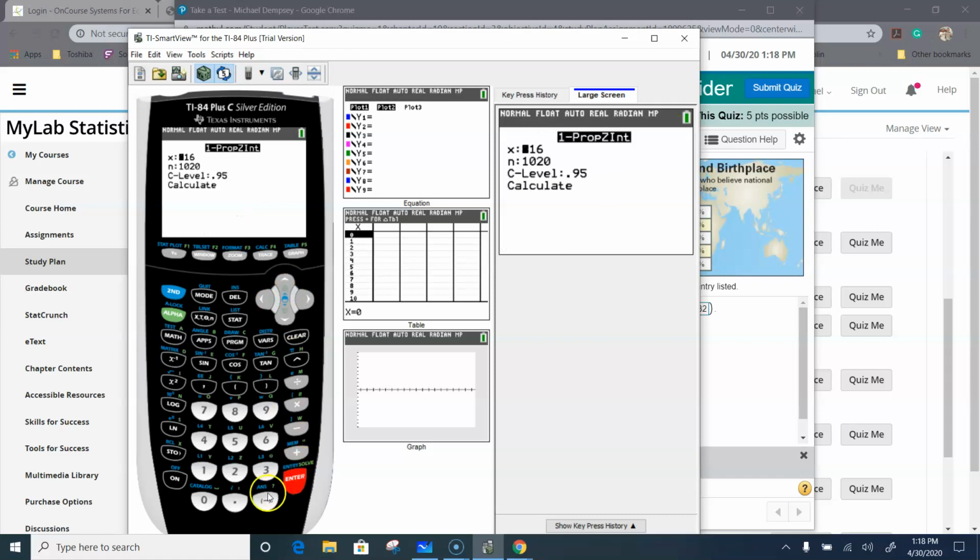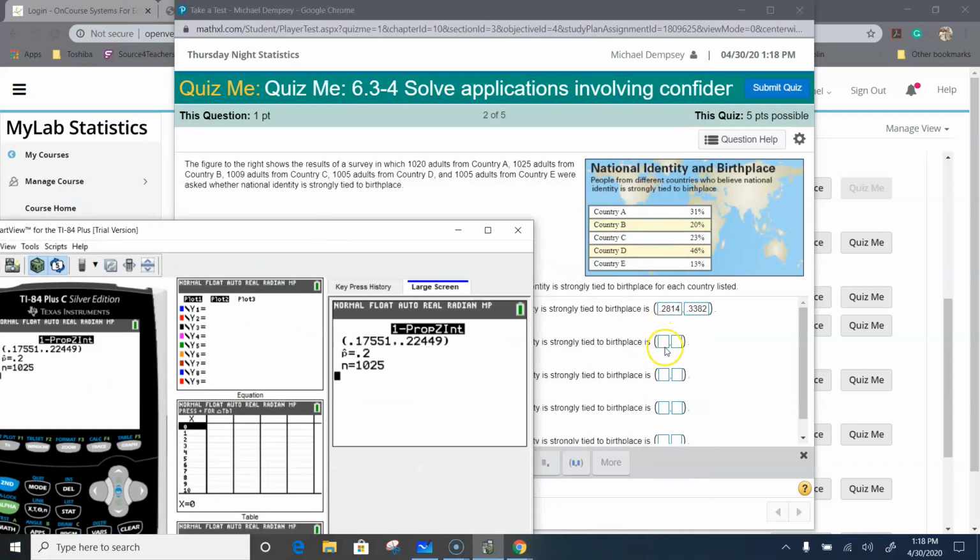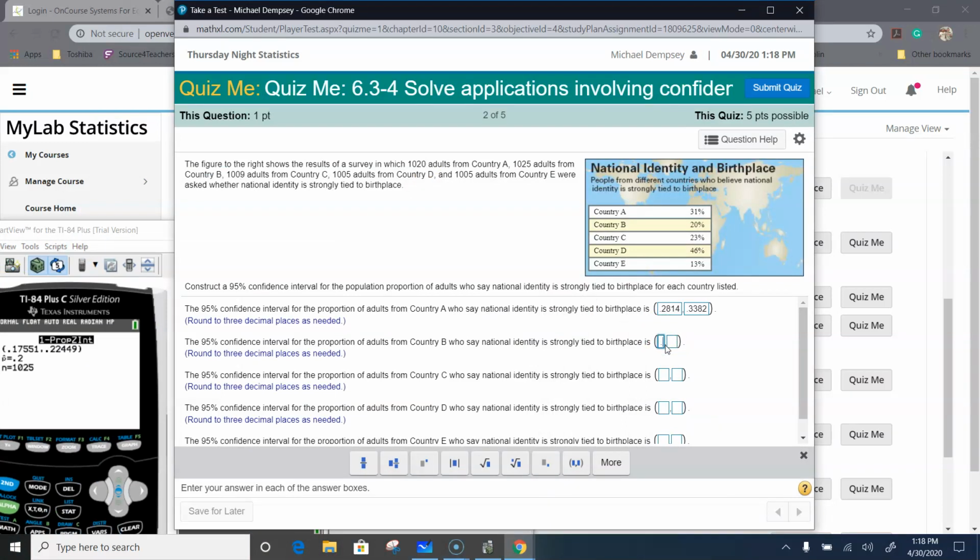So here I have a 20% of 1,025. And that happens to be a whole number, so I don't have to correct that. And we get our interval. Okay. So 0.1755 up to 0.2245.